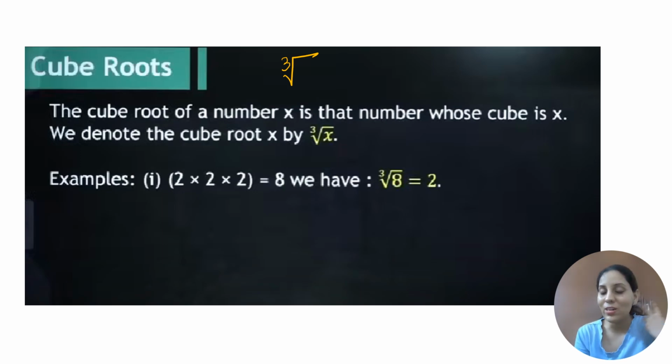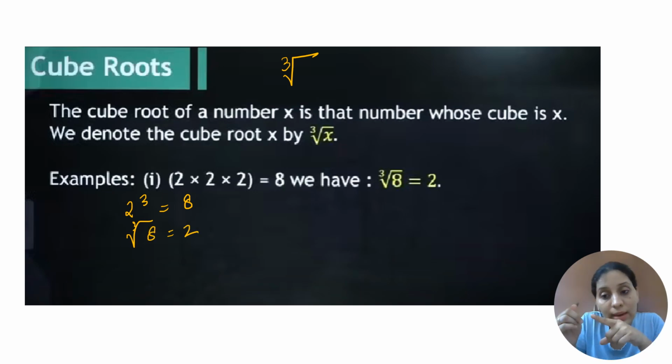Leave this definition, it's very confusing. First, let me take an example and explain it to you. Then it will be easier to understand the statement. Now, 2 cube is 8. See, 2 cube is 8. So that means the cube root of 8 is 2. 2 cube is 8, cube root of 8 is 2.